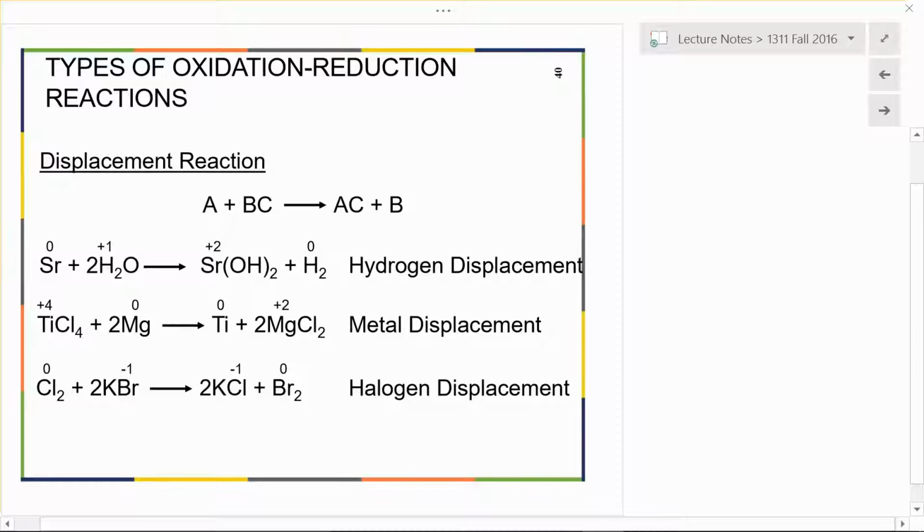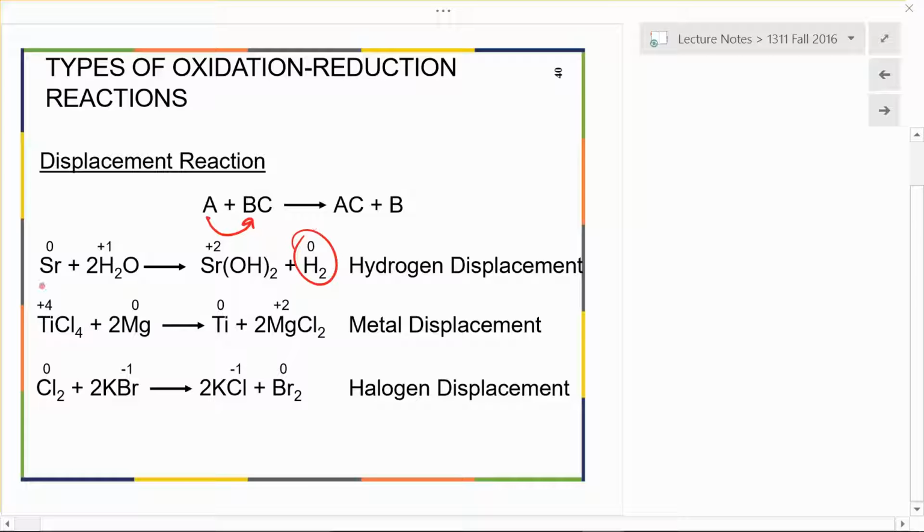Okay, this is a displacement reaction, where one thing displaces another thing in the reaction. So here we have A, and it's going to displace B, and you're going to end up with AC plus B. So hydrogen displacement is a process of producing hydrogen gas from water.